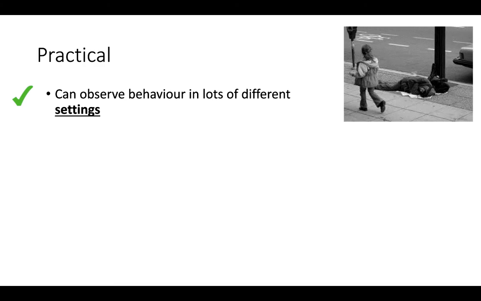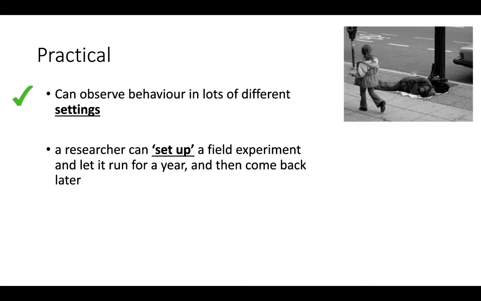So practical advantages. Well, you can observe behaviour in lots of different settings. I just showed you we're doing a field experiment on the street, or you can go into a mental institution and do a field experiment there. So you can now open it up. You don't have to stick to what you can do in a lab. You can set up a field experiment and let it run for a year and come back later. So you can set these kind of Rosenhan style experiments that can last for weeks and weeks, maybe even months. And so that, again, is a practical benefit of being able to see changes over time. It would be much harder to do that in a laboratory.